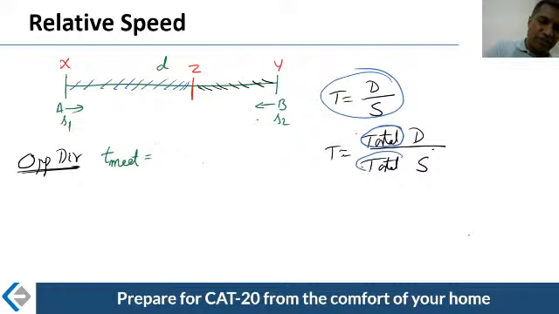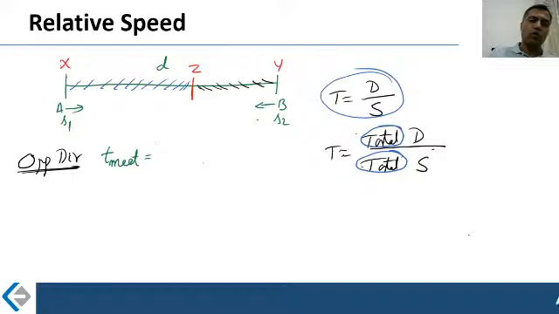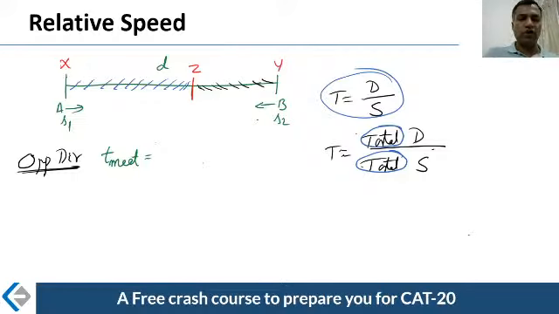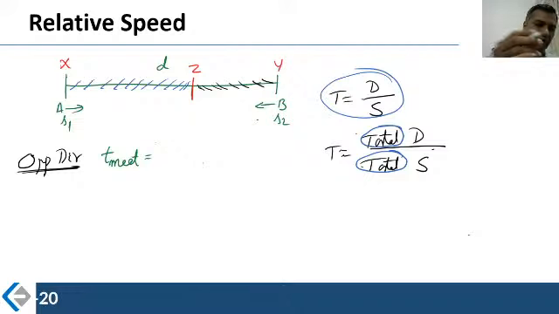Then add the same adjective. Don't change that adjective. You wrote total, so now don't write average speed. If you're writing total distance, you better write total speed. Don't write average speed or extra speed. Maintain the same adjective. Why? Because both of them together are covering the total distance.